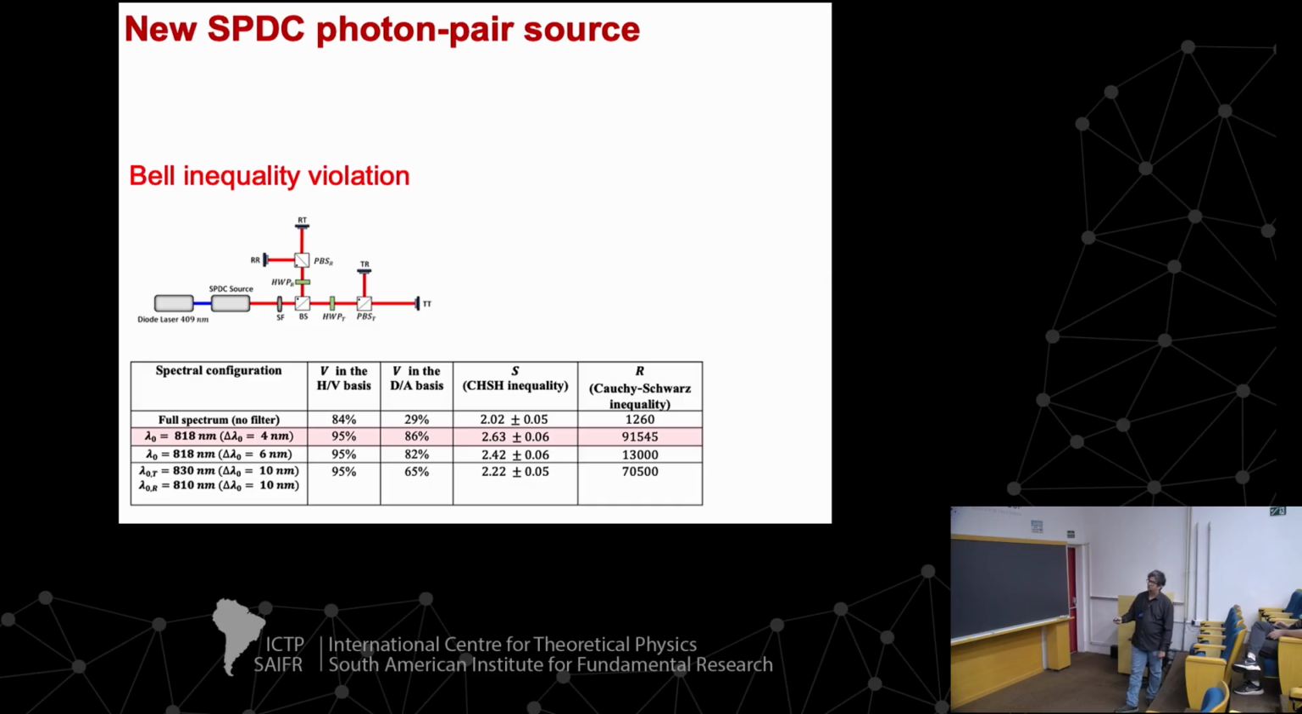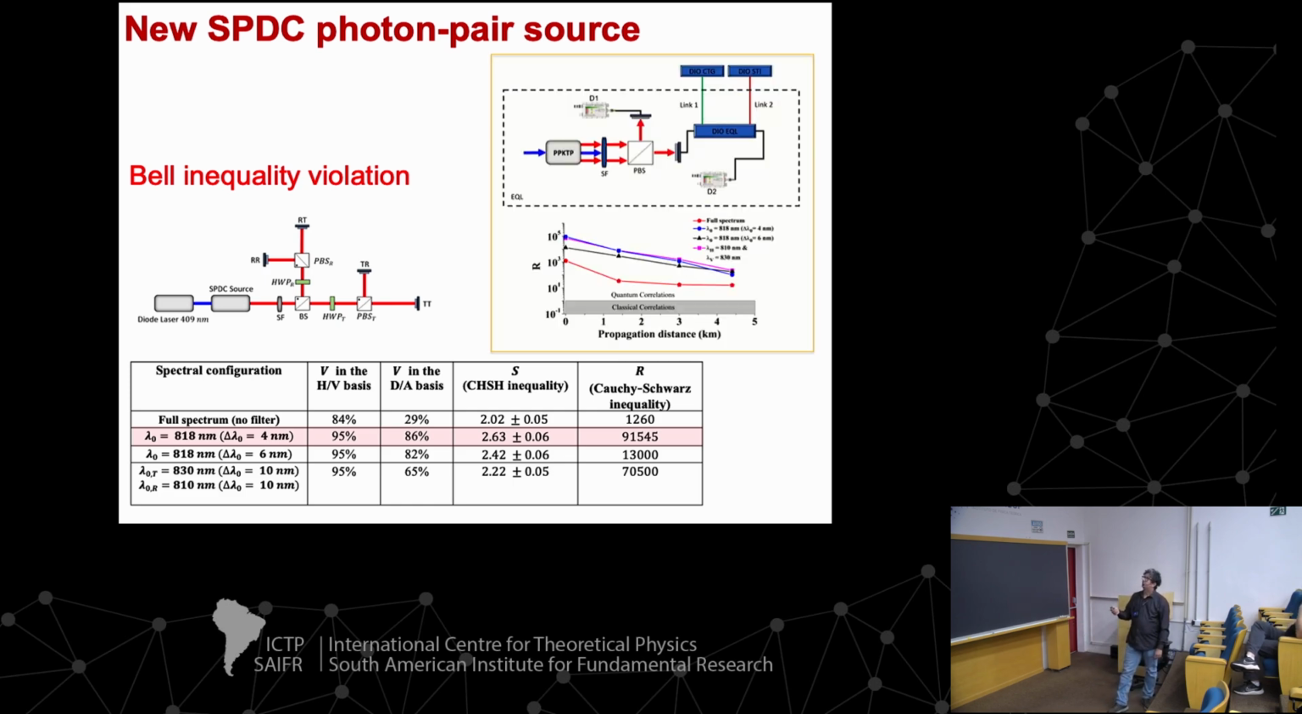If you use the full spectrum without any filtering, you barely, you don't violate, okay? You get just the limit for the inequality. It just means that with your broadband spectrum, you probably have a multi-mode system. When you filter, you get something that's closer to monomode. And so what we can do is also couple this kind of source into the network.